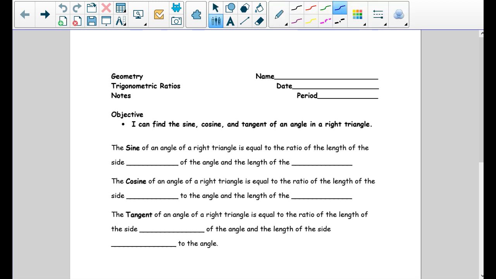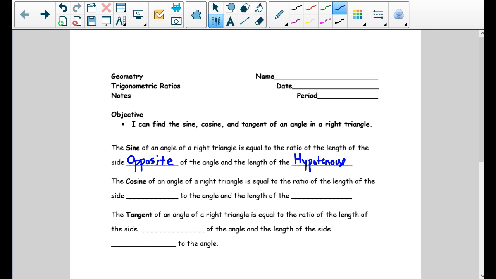The first one is sine. So, the sine of an angle of a right triangle, again, we're dealing with right triangles, is equal to the ratio of the length of the side opposite the angle and the length of the hypotenuse. Okay, so opposite side of the angle and the hypotenuse.